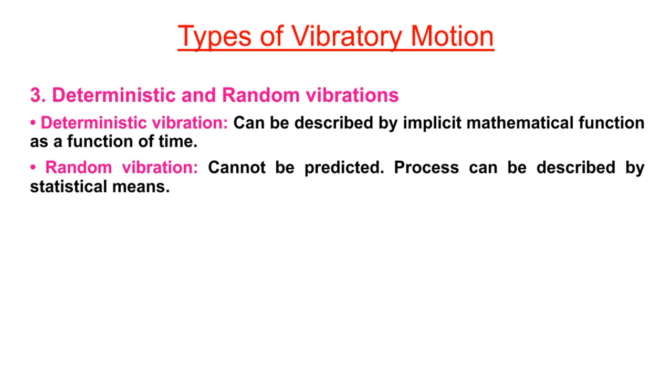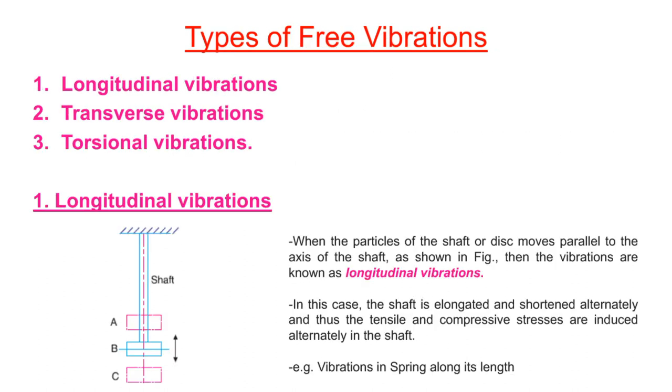Now, example of that random vibration is earthquake. In that we cannot find exactly what are the magnitudes of these vibrations because it is randomly changing. That's why they are random vibrations. Understand, deterministic and random vibrations. Now next, types of free vibration.